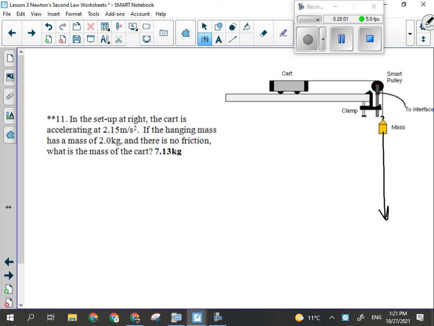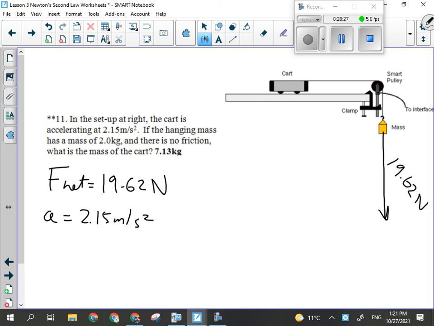They tell us that mass is 2 kilograms. Okay, that means that this force is 19.62 newtons. All right, since it's the only force, it is then by default the net force. All right, so I know that my net force is 19.62 newtons. And they tell me the acceleration is 2.15 meters per second squared. What can I find with those two things?